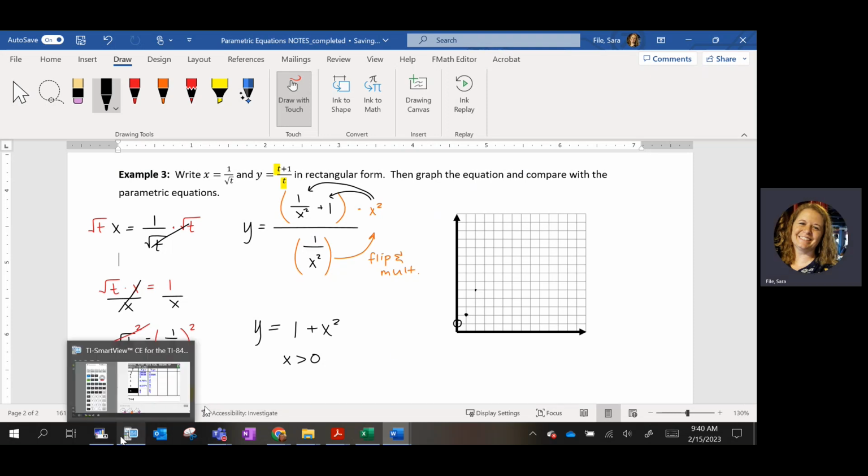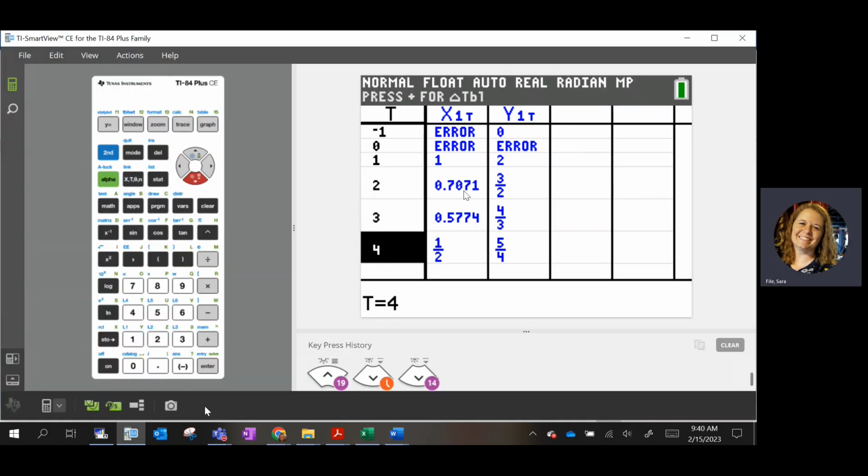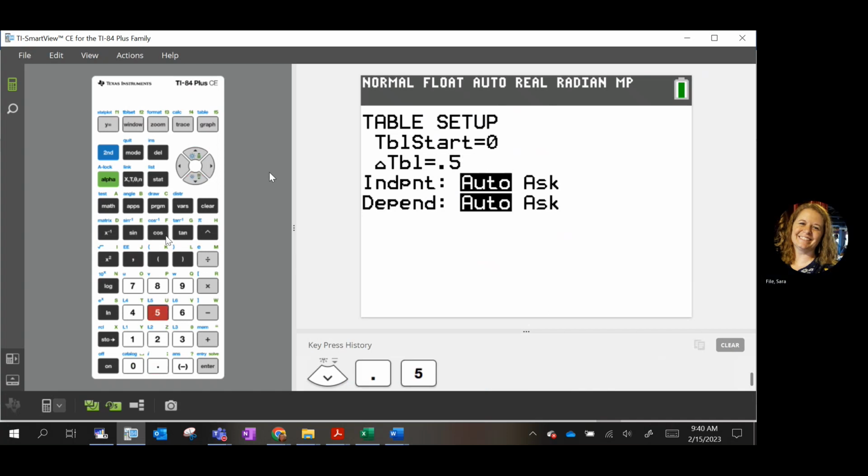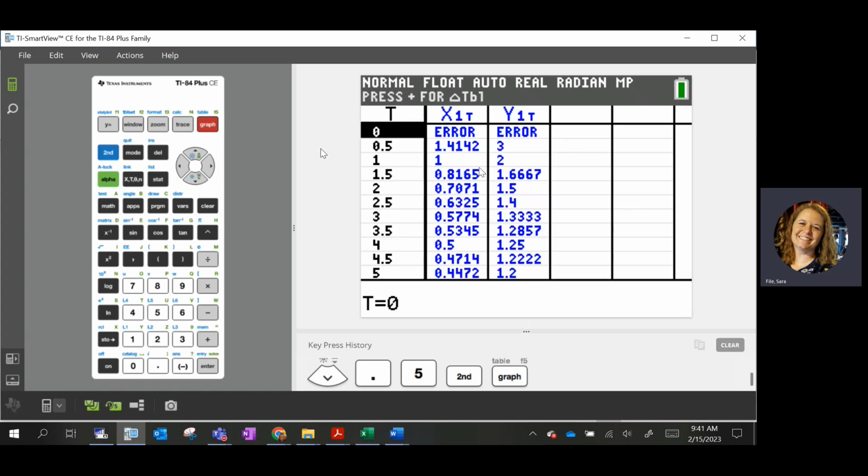Now, here's where the issue comes: as t gets higher, these are getting to be smaller decimal fractional values. So if you want some more points to plot, you can change your t. Instead of counting by ones, we can make it a decimal value by going back to second window, to our table setup, and start at 0. We could go by like 0.5 or 0.25 or 0.1, whatever you want to see it by, and see some more values.